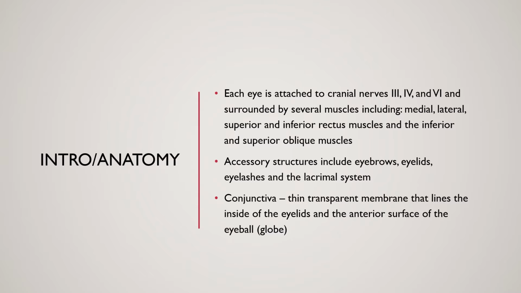There's quite a bit. Each eye is attached to the cranial nerves 3, 4, and 6, and they're surrounded by several muscles, including the medial, lateral, superior, and inferior rectus muscles, and the inferior and superior oblique muscles. Accessory structures include eyebrows, eyelids, eyelashes, and the lacrimal system. We also have the conjunctiva. This is a thin, transparent membrane that lines the inside of the eyelids and the anterior surface of the eyeball, which you will also hear referred to as the globe.